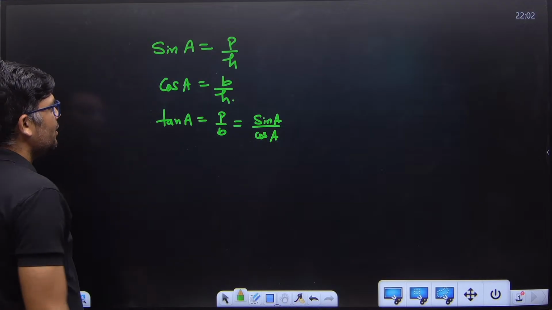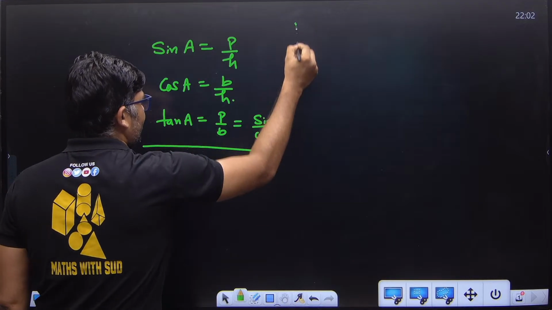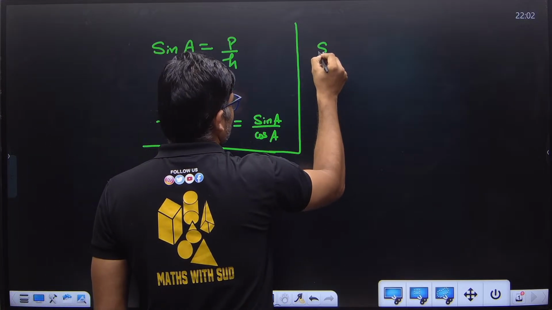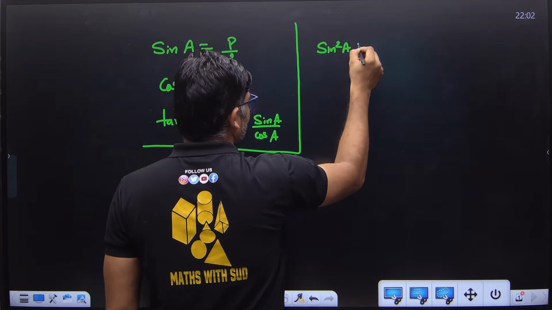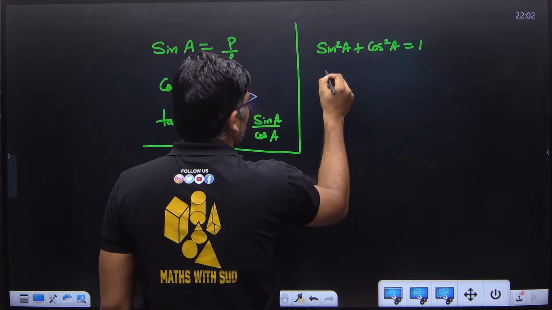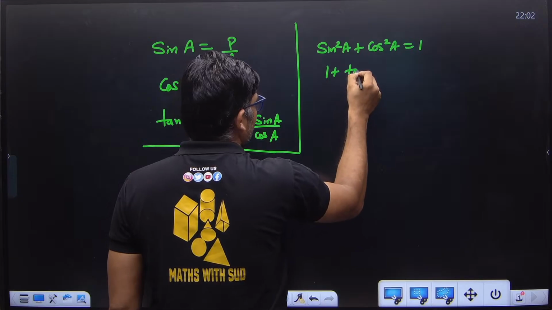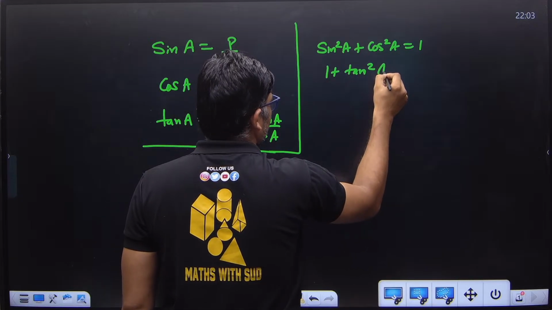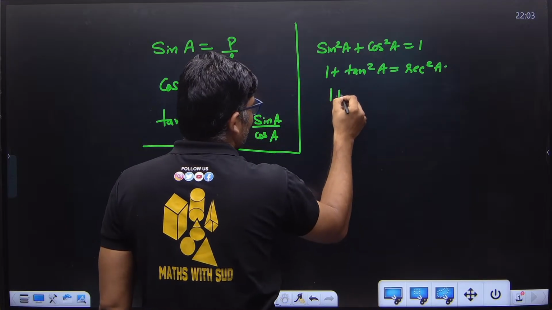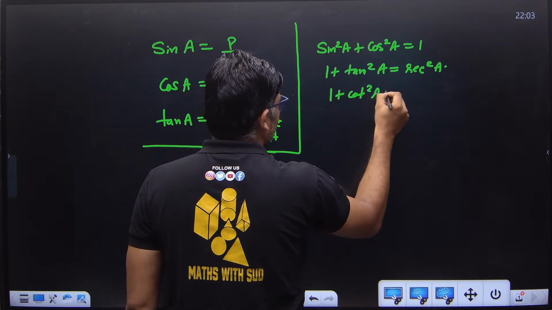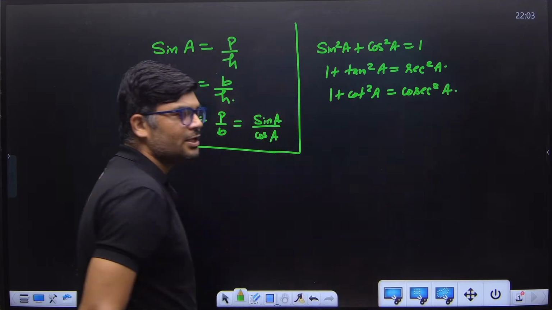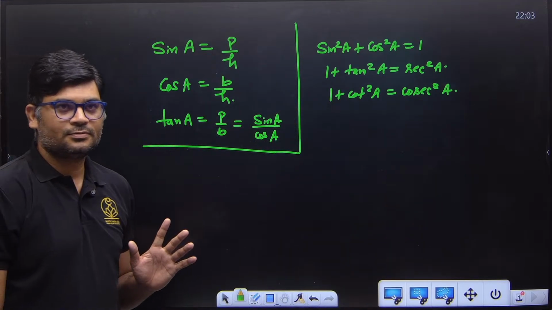Then I taught you the three Pythagorean identities: sine square A plus cos square A is equal to 1. Then 1 plus tan square A is equal to sec square A. And then 1 plus cot square A is equal to cosec square A. These are the three Pythagorean identities.